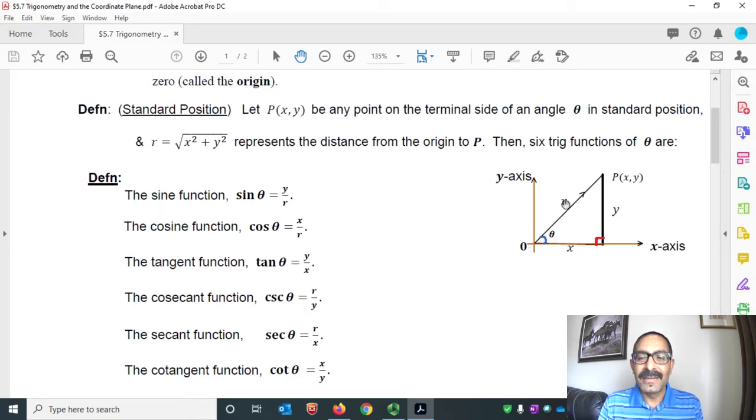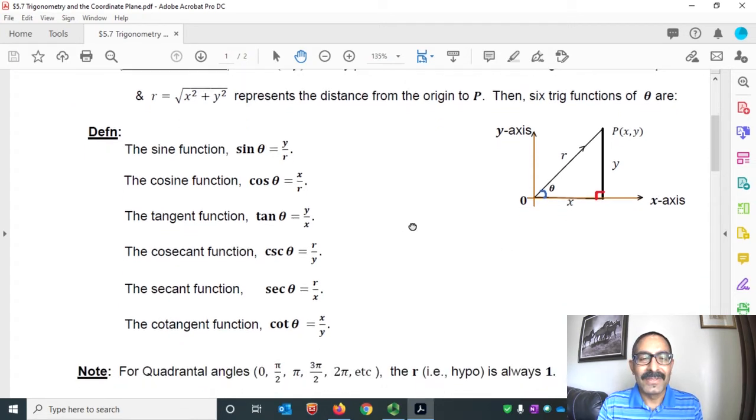Then this distance here, the OP distance, is simply the radical of x squared plus y squared. Then from point P, draw the perpendicular on the x-axis, then this is y and this distance is x. Then using this right triangle formed in the standard position, we can define our 6 trigonometric functions. So the sine function is defined as perpendicular over hypotenuse. Here perpendicular is y, hypotenuse is r, so y over r.